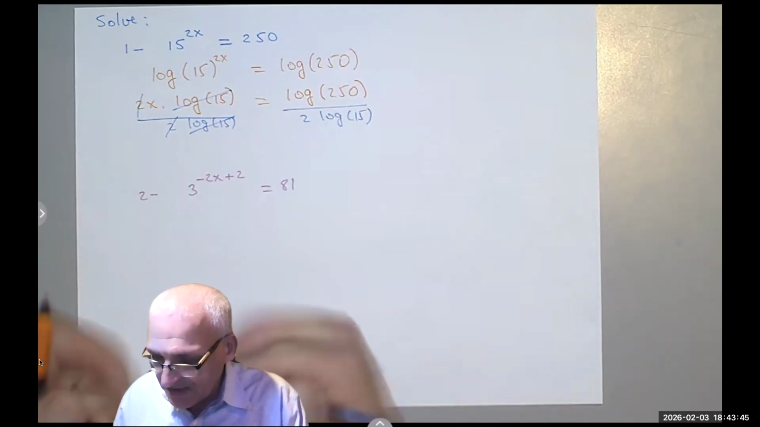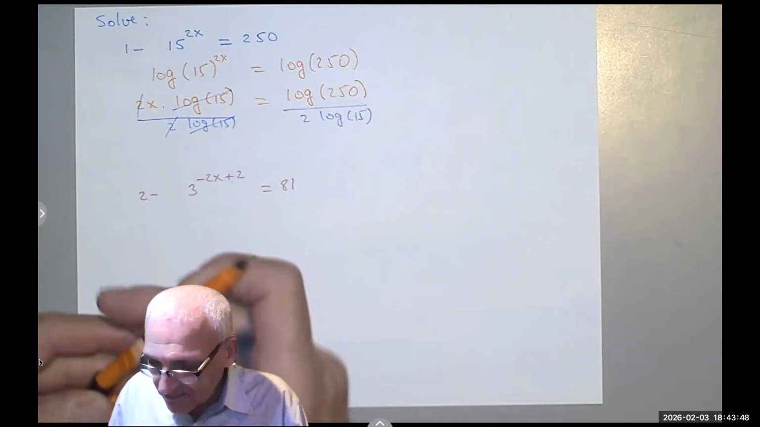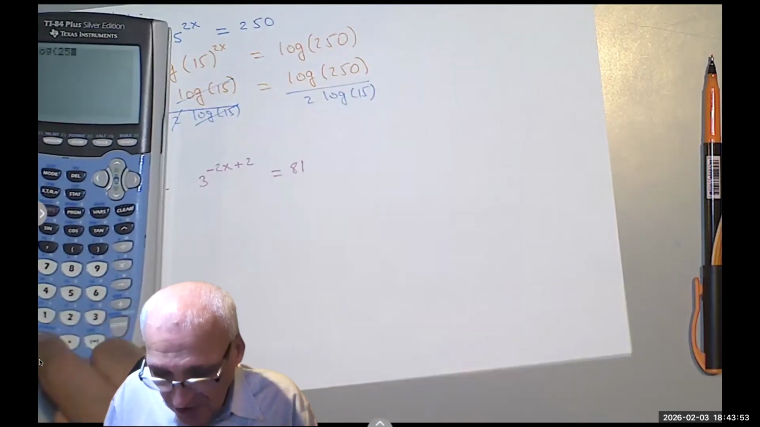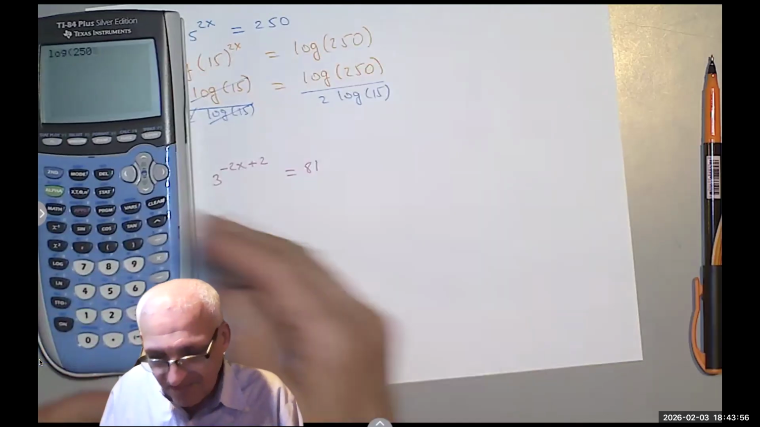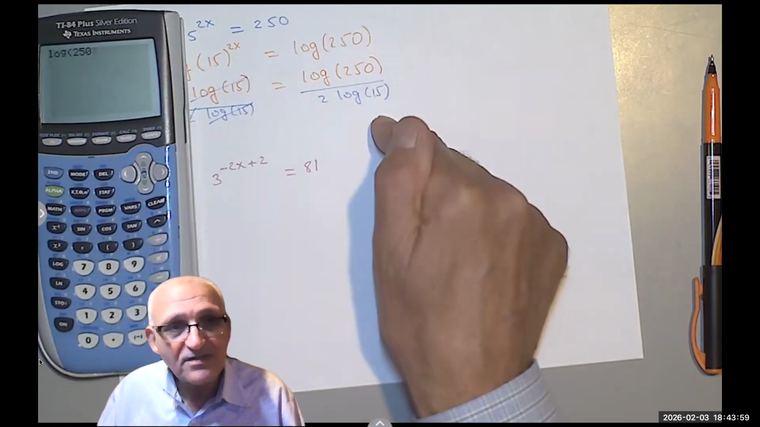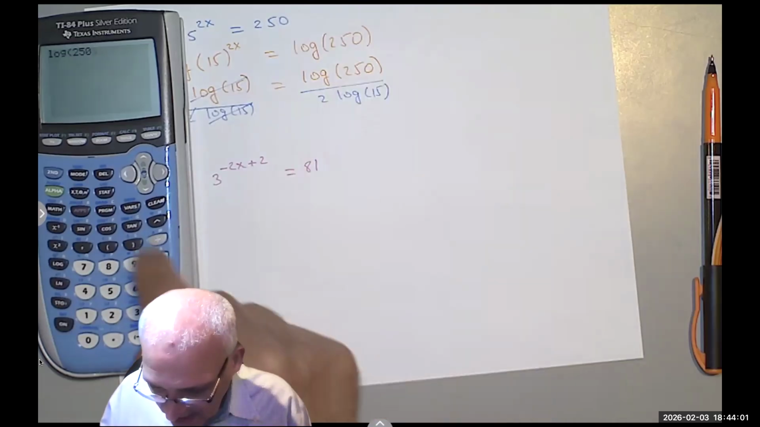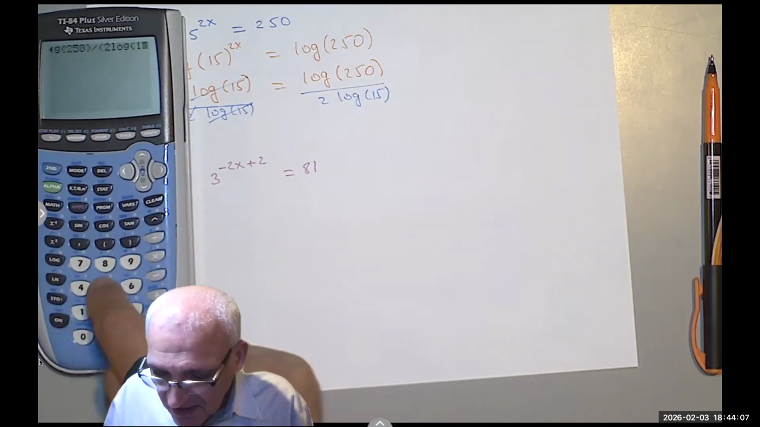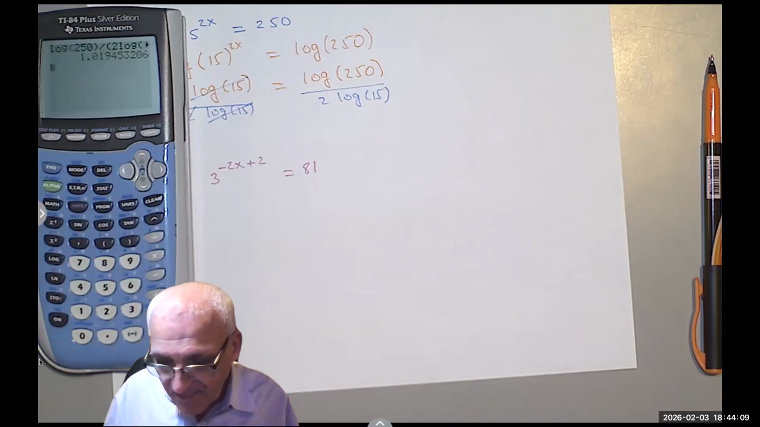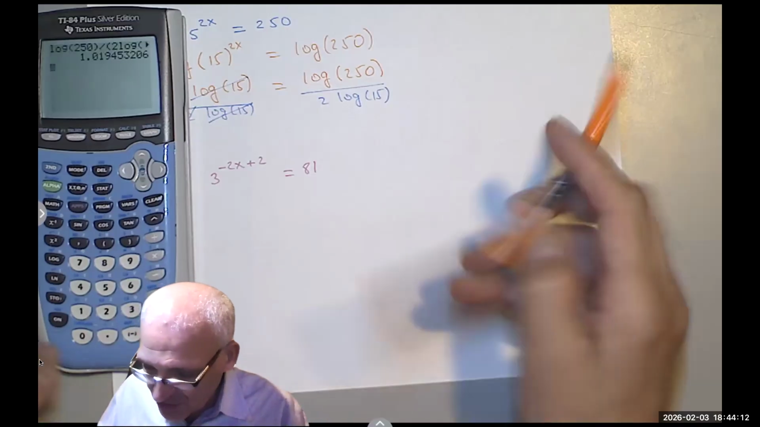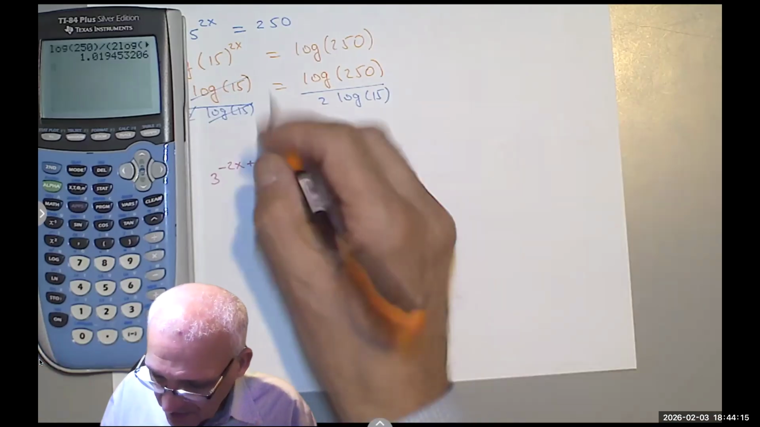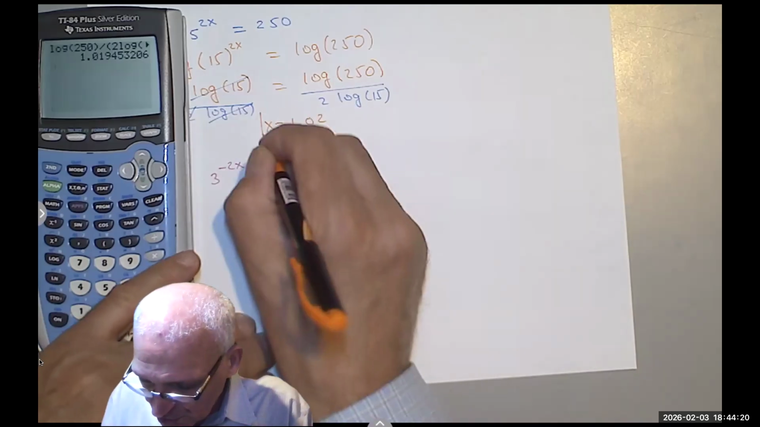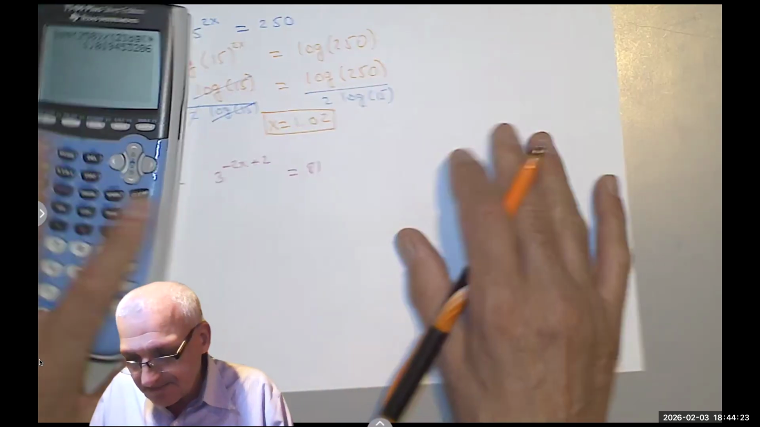Now I can use my calculator and say log 250 or natural log of 250, it's the same thing, but if you use natural log here, you use natural log there. If you use log here, you use log there. Divided by, between parentheses, 2 log of 15, close them both, and the answer is roughly 1.02. So x equals 1.019, or 1.02 to 2 decimal places.